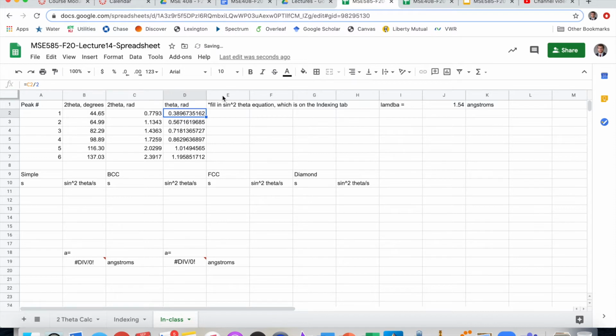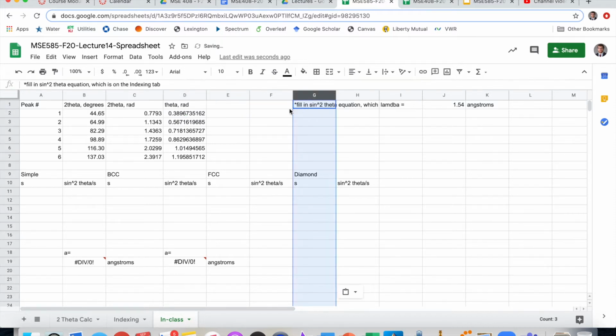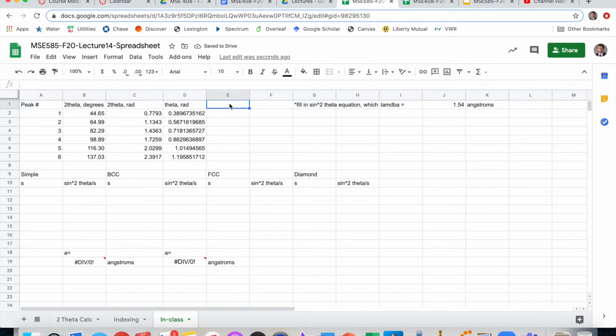All right, the next thing I need to calculate is the sine squared theta. Pretty simple: let's take the sine of theta, and then we square it. I'm going to calculate that for each of these peaks, and it's as simple as that. We've got the sine squared theta. That's the first part of our procedure.